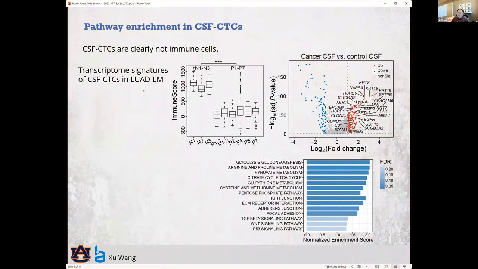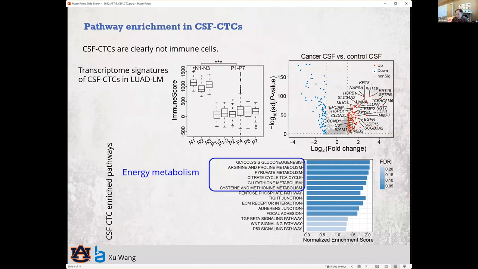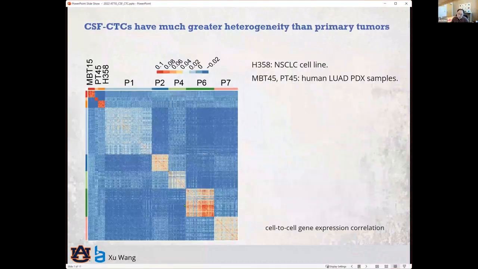The next analysis was the transcriptome signature of the CTCs compared to normal CSF cells. These CSF cells from the patients have an immune score around 0, suggesting they're definitely not immune cells. We also identified hundreds of upregulated genes as the signature of CSF CTCs. They were enriched for energy metabolism function, cell adhesion, and several tumor signaling pathways, which is not surprising.